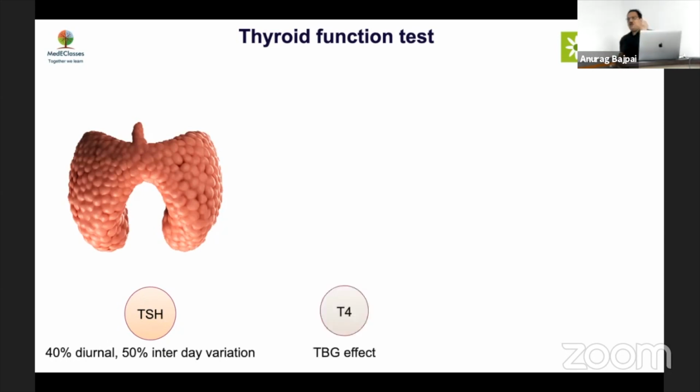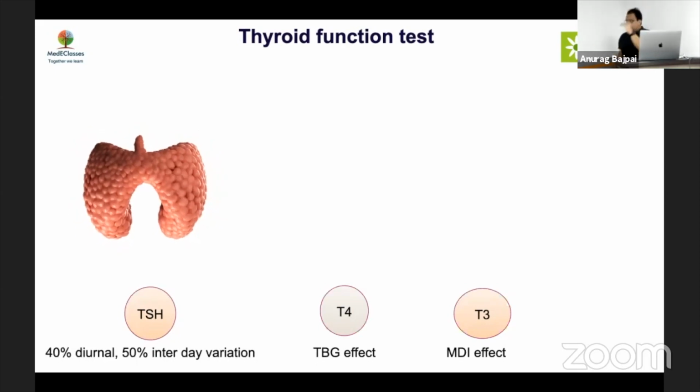T4, on the other hand, will depend upon when the drug was taken. So if somebody is on treatment, it should be done before the treatment is taken. And it has got a TBG effect. And T3, of course, is affected by monodeiodinase. So if you have hypothyroidism, your TSH will go up and your T4 levels will go down, T3 will go down to a lower extent.